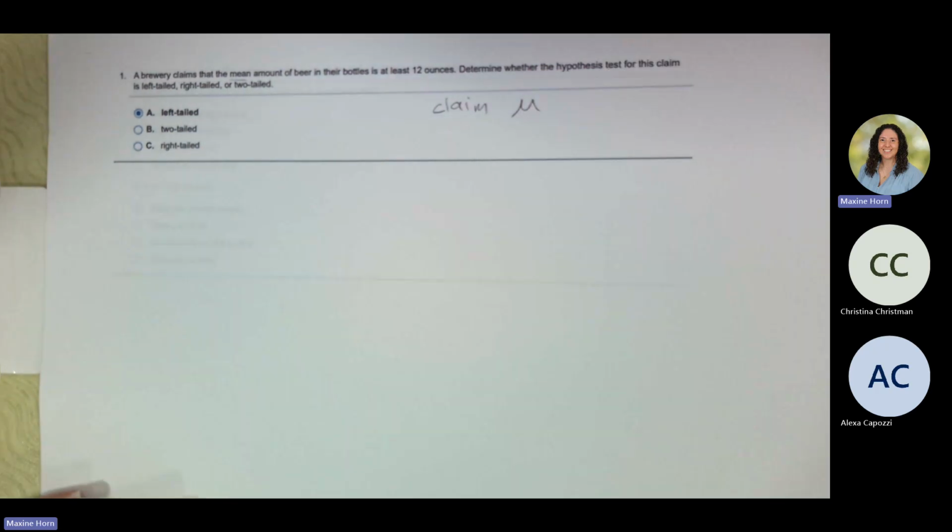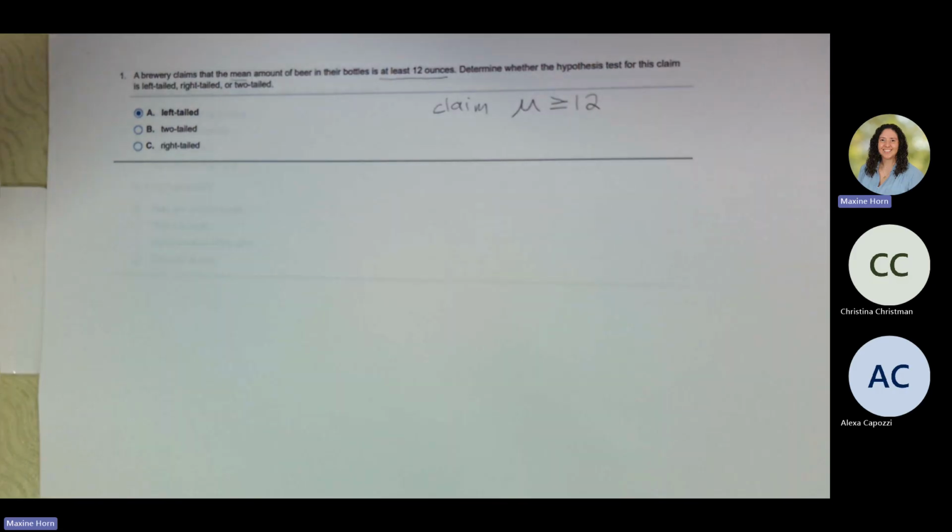All right, so number 1, a brewery claims the mean amount of beer in their bottles is at least 12 ounces. Determine whether the hypothesis test for this claim is left-tailed, right-tailed, or two-tailed. So the first thing that we do is we say, what is our claim in symbols? They're talking about a mean amount, so the population mean. And what they've said is that it's at least 12 ounces. So at least means greater than or equal to.